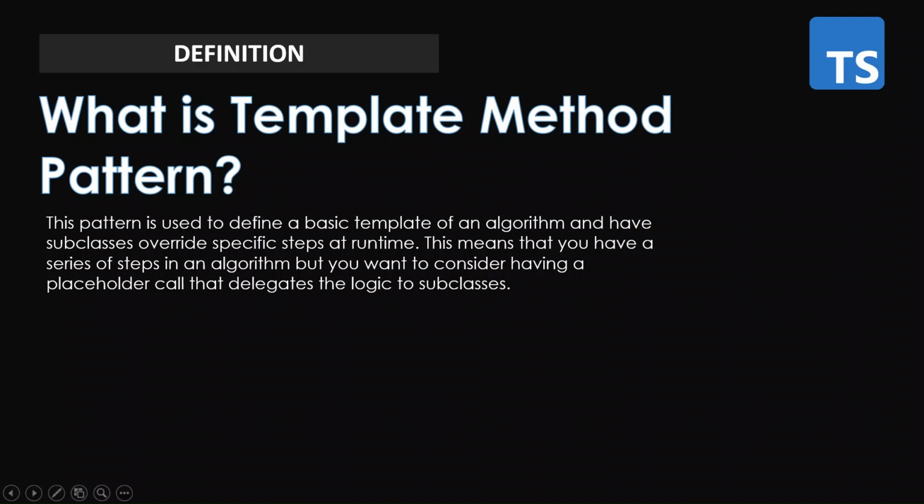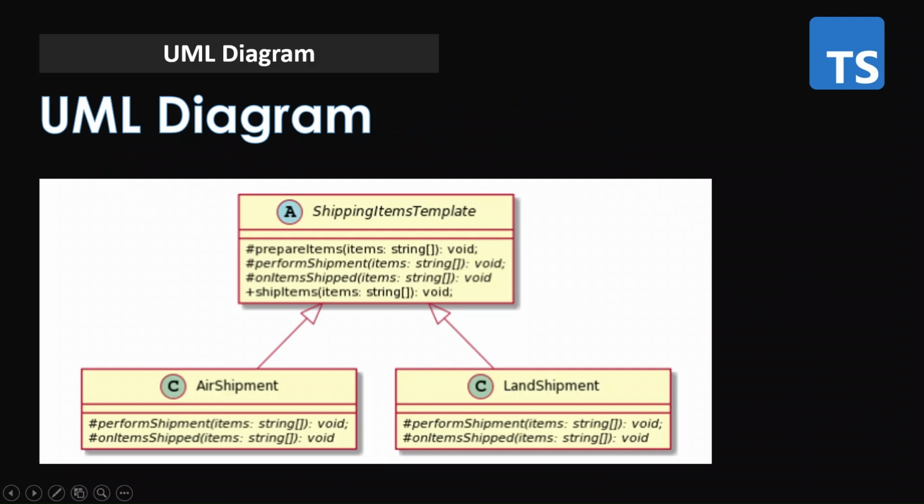Alright, so let's look into the UML class diagram for this. This is the UML class diagram for the template method pattern. Here the base class, which is the shipping items template, is a class that defines some common steps to ship items through a carrier.